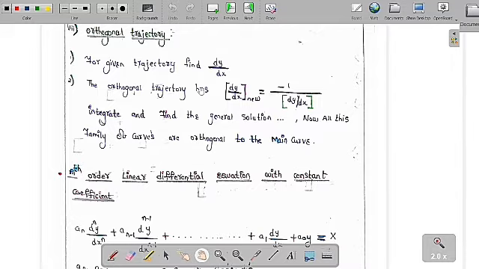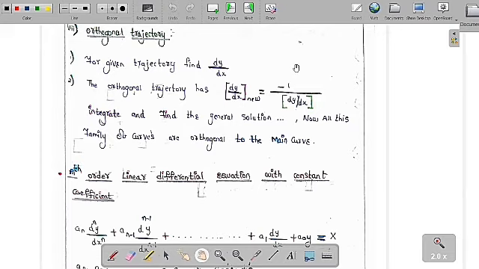For the orthogonal trajectory, the slope will be the negative inverse of the slope of the previous one. So therefore dy by dx of the new graph is equal to -1 by dy by dx. Whatever dy by dx you have got, you just have to go for -1 by dy by dx. Then you are going to get a new equation. This is called the new differential equation.